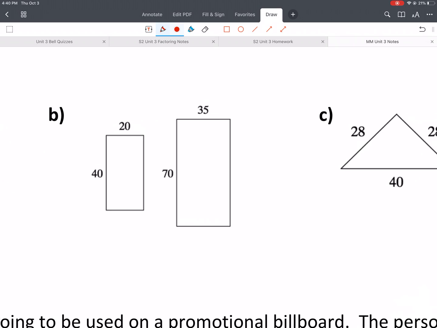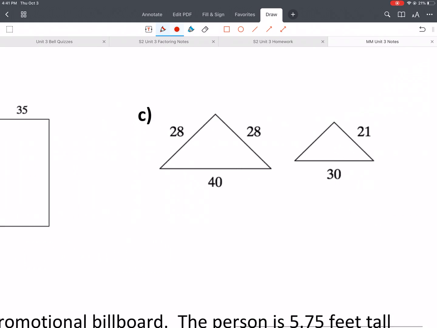So B is another example. You could do 70 over 40. So k would be 70 over 40. That gives us 7/4. Okay, so if you multiplied 40 by 7/4, you would get 70. So what do you need to multiply the first image by to get our second image? All right, and you could do the same with 35 divided by 20. That also gives us 7/4.